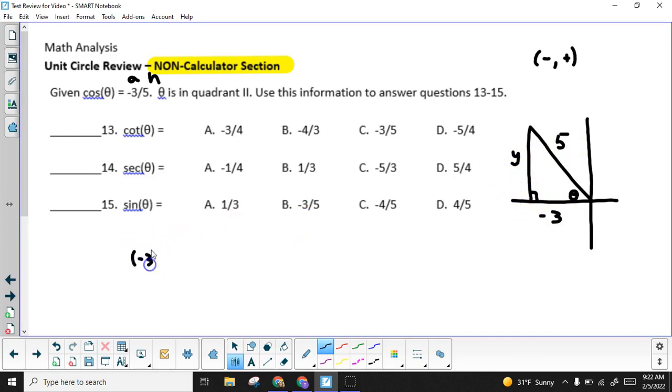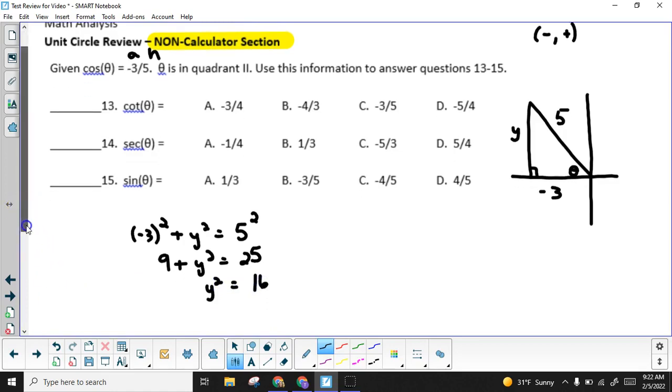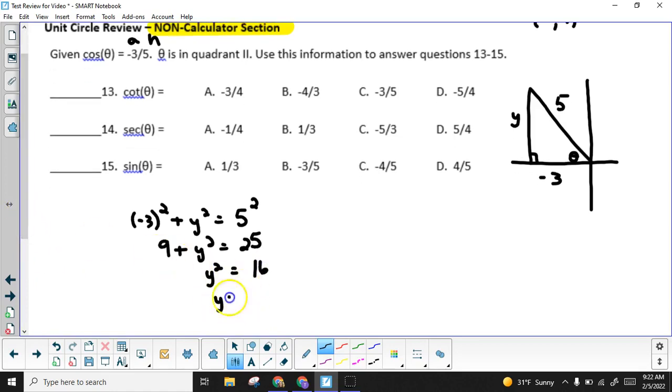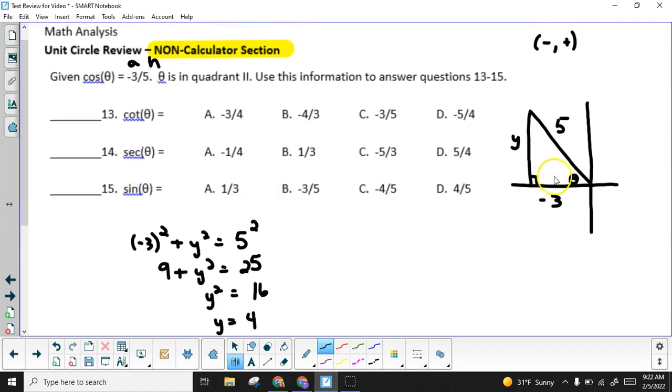So negative 3 squared plus y squared equals 5 squared. That gives us 9 plus y squared equals 25. We subtract 9 from both sides. Y squared equals 16. And we take the square root of both sides, which gives us y is 4. We do need to look at whether that should be positive or negative. In the second quadrant, our y value will be positive, so y is just 4.